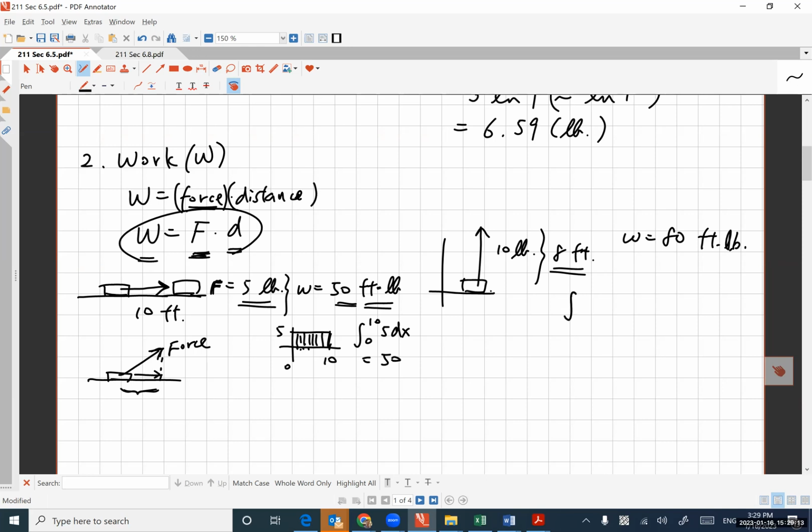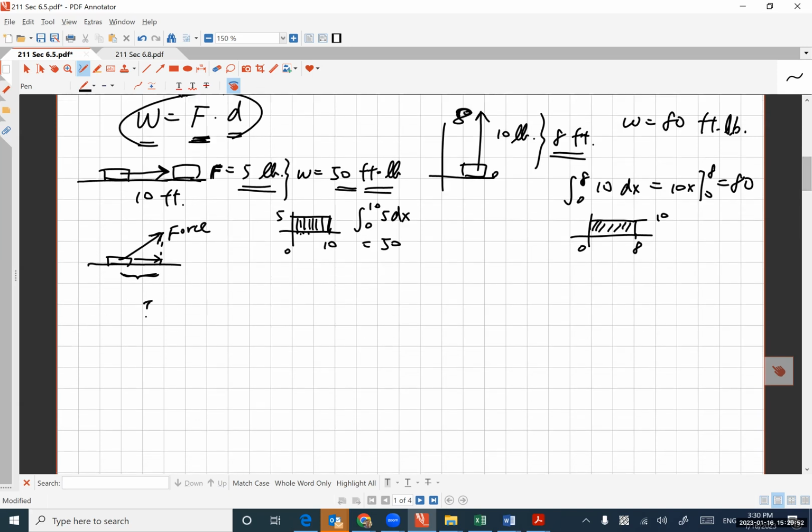Same thing here. Here, you go from 0 to 8 with a constant force of 10, that's a constant function of 10 dx, and of course that's 80. And in this example, basically this is what we are calculating, the area under the constant function of 10 over this interval from 0 to 8.